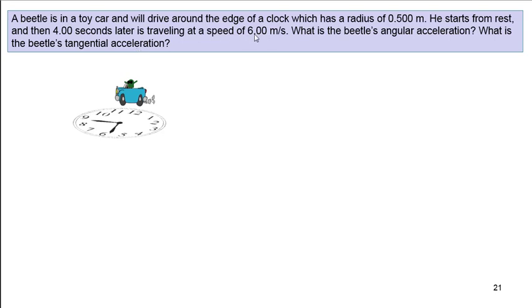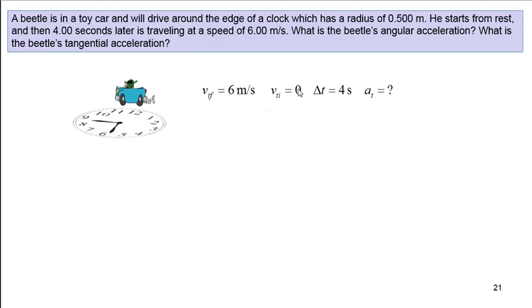Well, this value I've been told here, this is a tangential velocity. So if I think in terms of my tangential velocity, I can say he has a final tangential velocity of 6 meters per second. He has an initial tangential velocity of 0. It takes him 4 seconds to go from this tangential velocity to this one. So I'm going to be able to calculate my tangential acceleration. This is all just the same as a normal kinematic equation. These are the same type of kinematic variables.